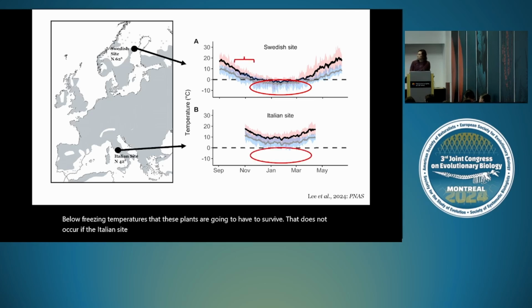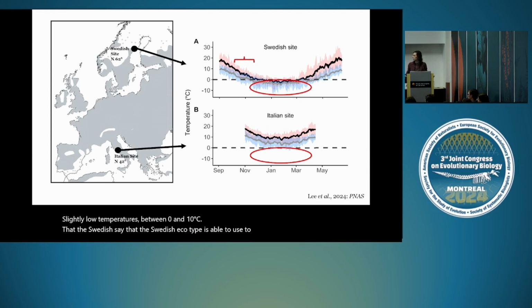But also more importantly, early on at the Swedish site, we have these cooling temperatures that have not yet hit freezing, but they're going to allow the Swedish ecotype to sense that winter is coming and acclimate to those freezing temperatures. And what you can see down here in the Italian site is that we still have these same slightly low temperatures between 0 and 10 degrees Celsius that the Swedish ecotype is able to use to acclimate, but that's existing consistently across the entire season in Italy.